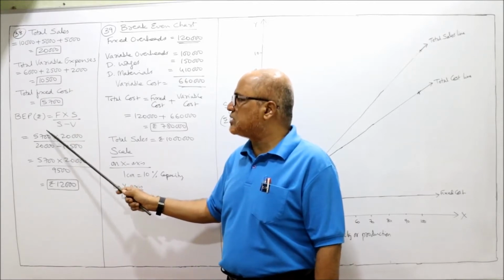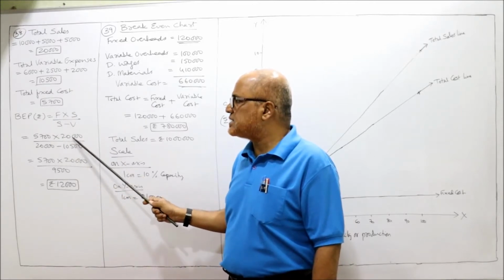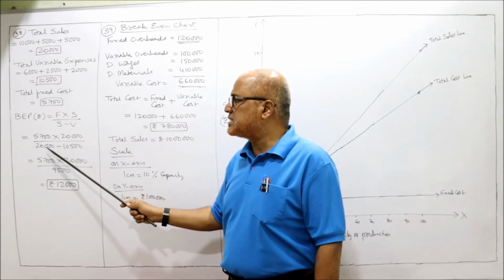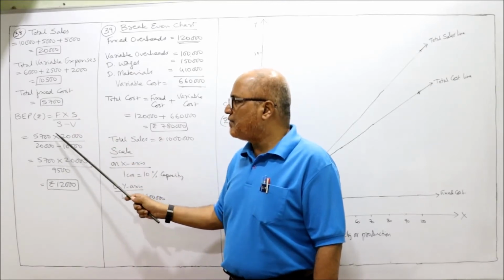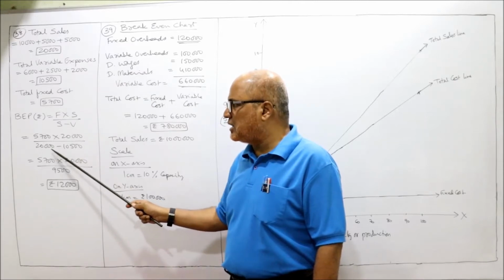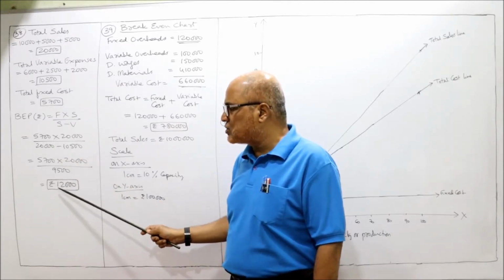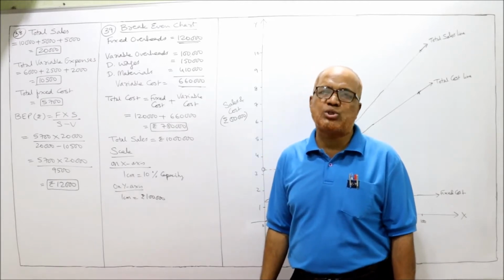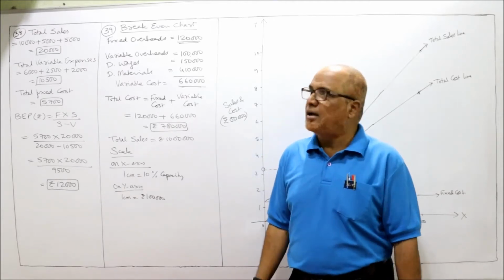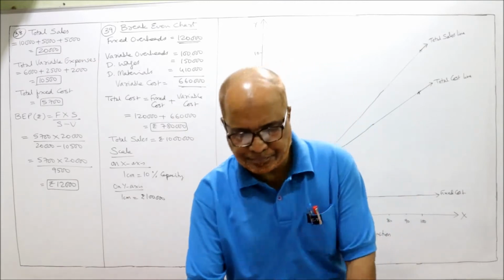Substitute. Fixed cost is 5,700. Sales are 20,000, variable cost is 10,500. Now, 5,700 into 20,000 divided by 9,500. You solve it, 12,000 rupees is the break-even point, the composite BEP. That's it. Now, the 39th problem.